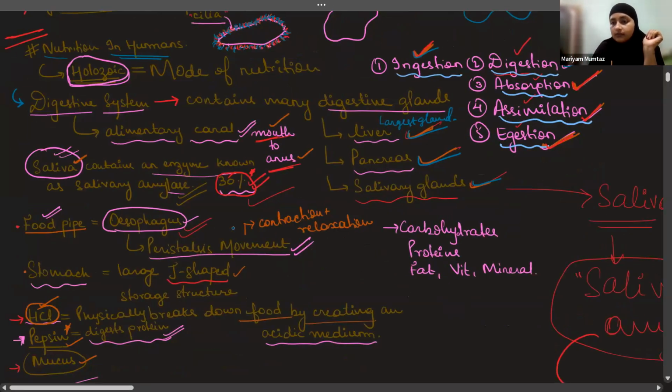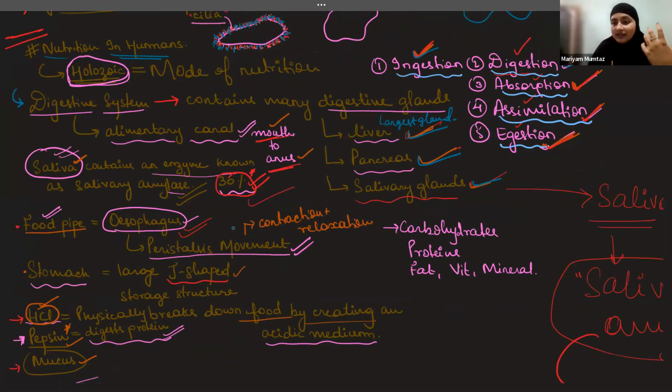Ma'am, it is also small intestine. No, small intestine is the organ, the site of complete digestion. It's not a gland. Small intestine is a digestive organ, but it's not a gland. Liver is a gland, pancreas is a gland, and salivary glands are glands.